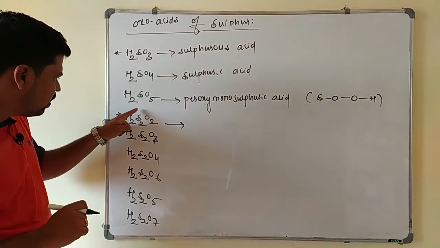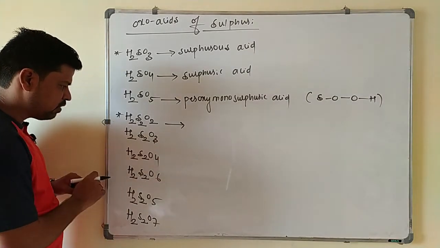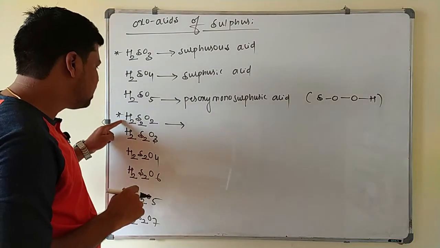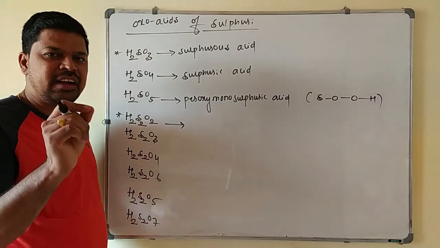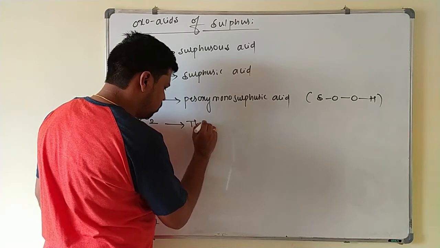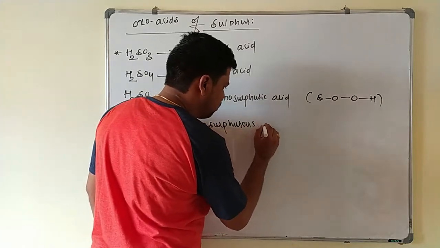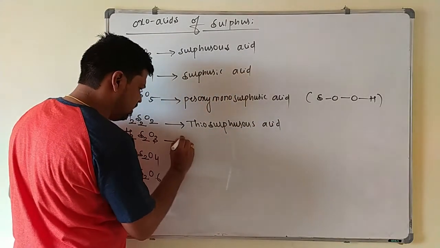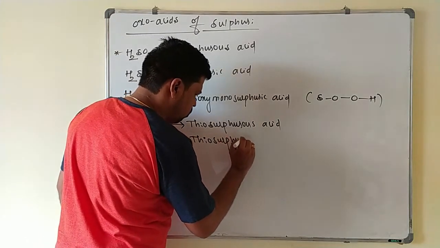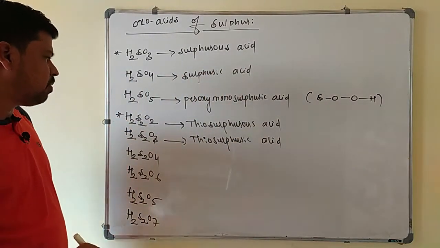Next one, again in this one, this is ous acid and this is ic acid. So here I have written H2S2O2 and O3, H2S2O4, O6. Even numbers I have separated here. With star mark is ous acid, without star mark is ic acid. And these acids are called thioacids because they contain an S=S double bond here. I will call this thiosulfurous acid, and this is thiosulfuric acid.